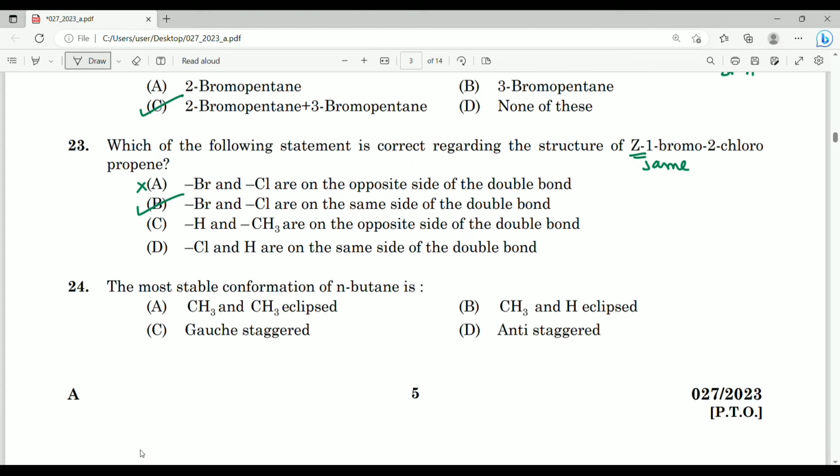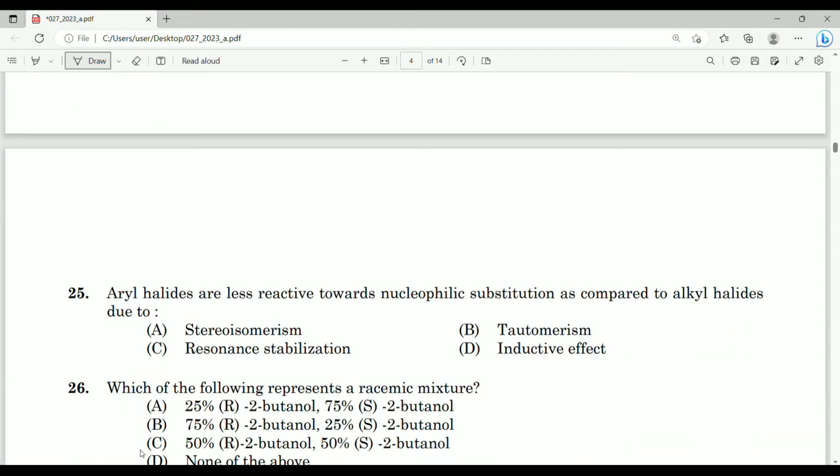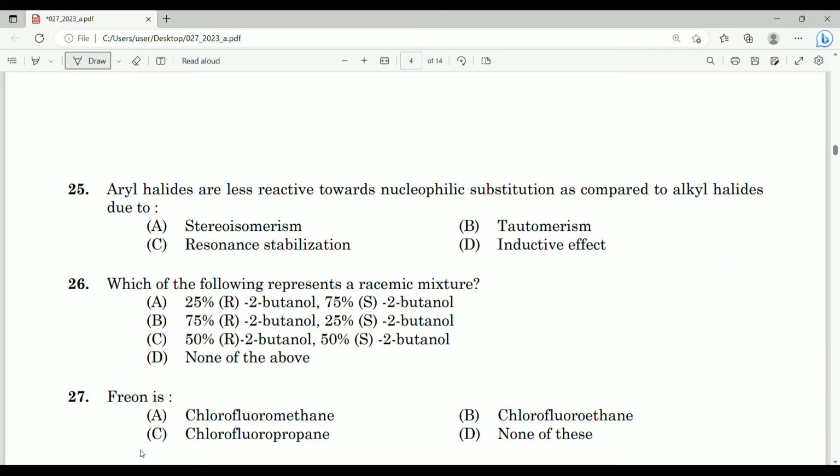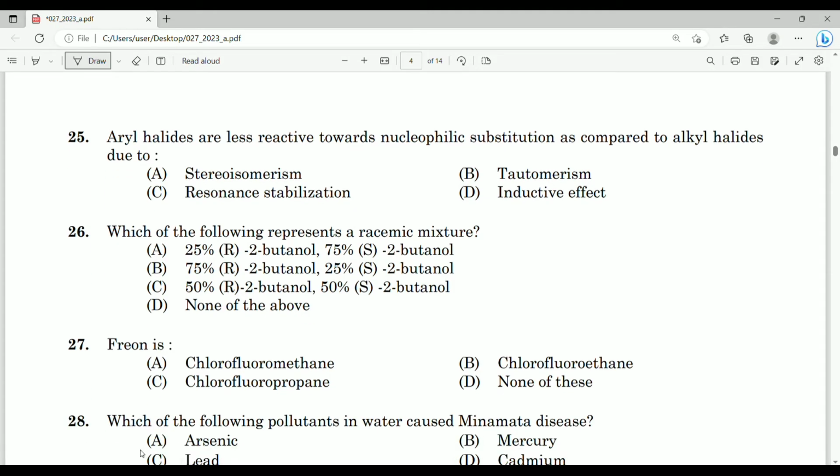24. The most stable conformation of n-butane is: CH3 eclipsed with CH3, CH3 eclipsed with H, gauche, and anti-staggered. So when the large groups come on the opposite side, it will be stable. So the anti-staggered will be the stable one. Next one, aryl halides are less reactive towards nucleophilic substitution as compared to alkyl halides due to stereoisomerism, tautomerism, resonance stabilization, inductive effect. So the answer is resonance stabilization. That's a speciality of aryl halides.